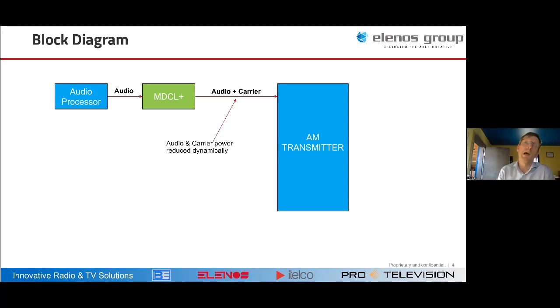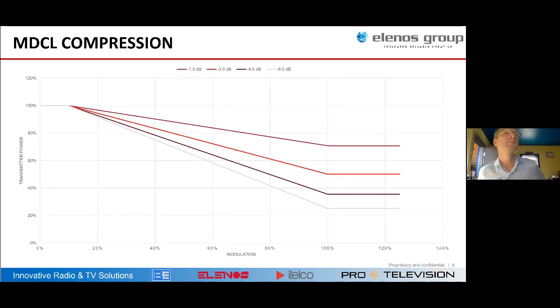So by keeping the audio and the carrier level high when the modulation is low, we maintain your normal signal noise ratio. And then we allow that signal noise ratio to be reduced a little bit, but only when the audio is louder and you can't hear it. So that's kind of shown here.